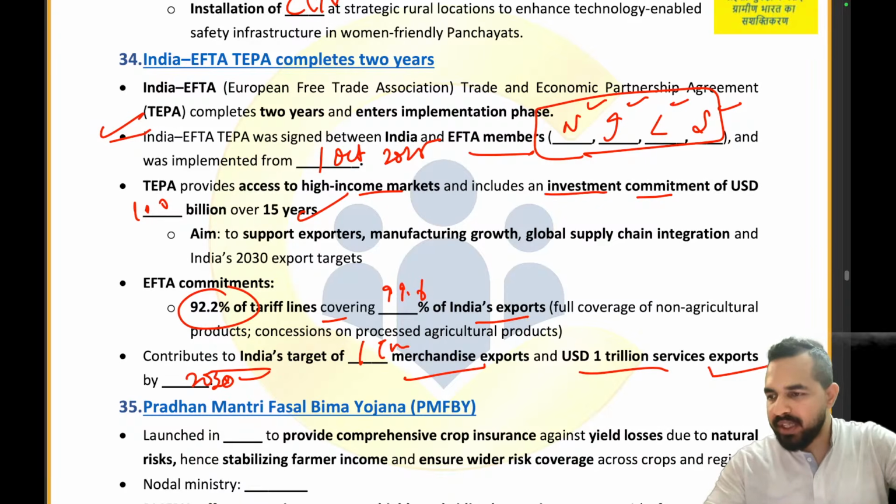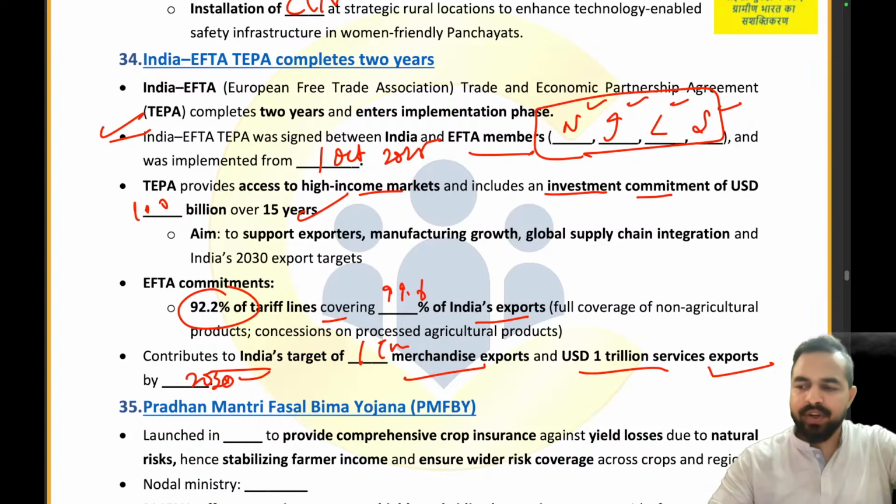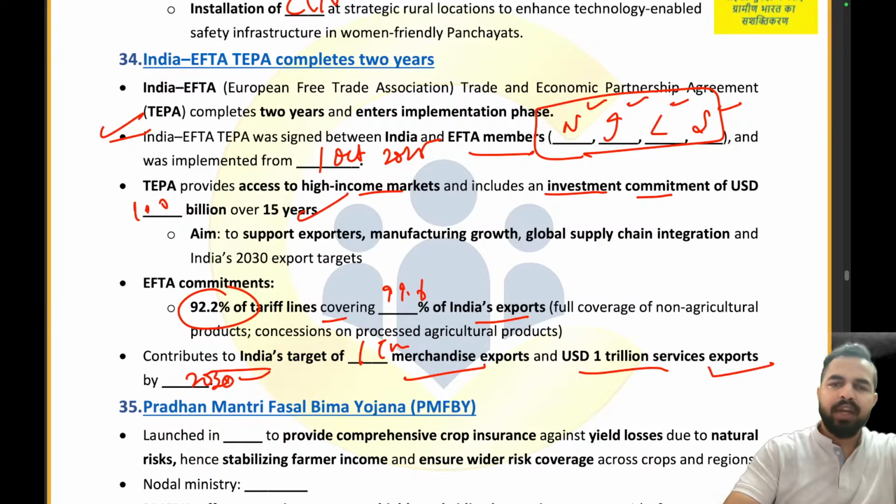Harshal, Upasna, Kashish, Kavya, Pratyush, everybody has given the right answer. Well done, my dear friends. Now let's move ahead to the next article.